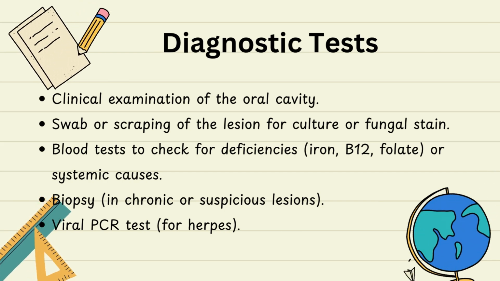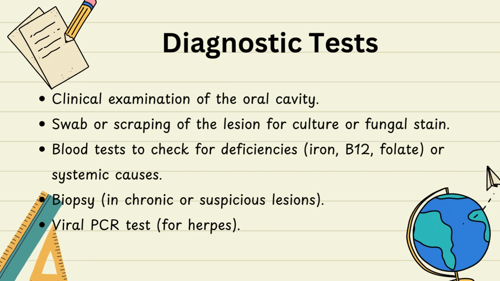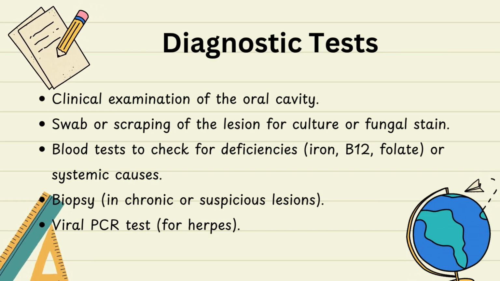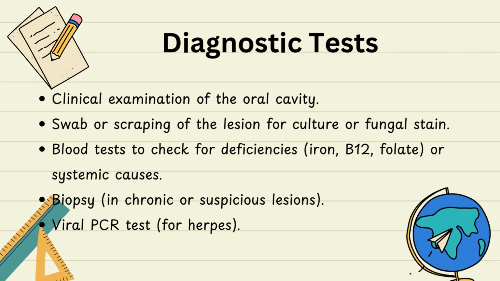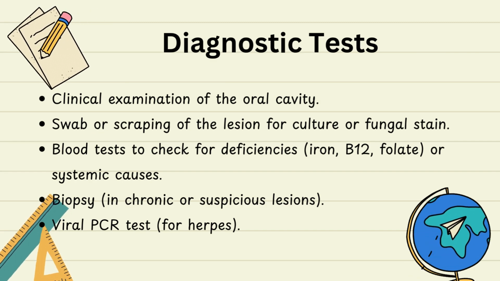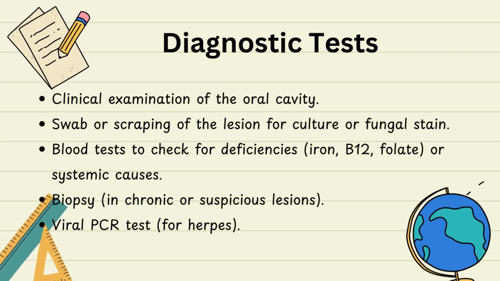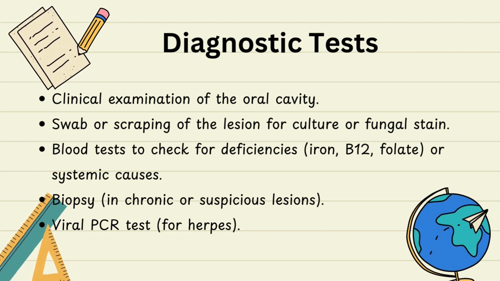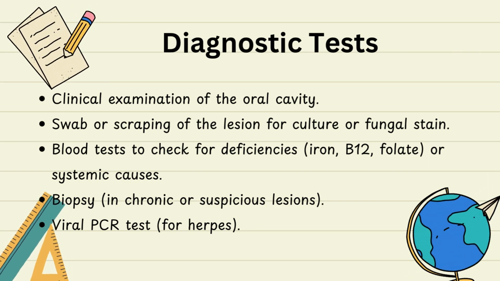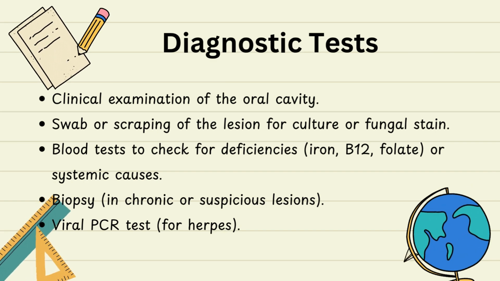Biopsy. In cases where the lesion is chronic, recurrent, or appears suspicious, a biopsy may be done to rule out malignancy or precancerous changes. This is especially important if the lesion does not respond to standard treatment. Viral PCR test. If herpes simplex virus or other viral infections are suspected, a PCR test, polymerase chain reaction, may be done on a swab sample to detect viral DNA.